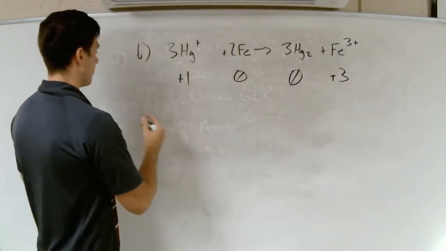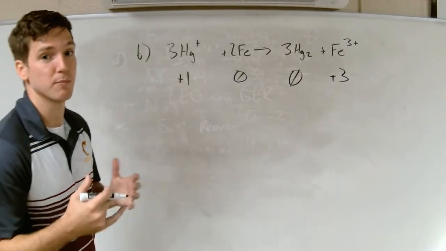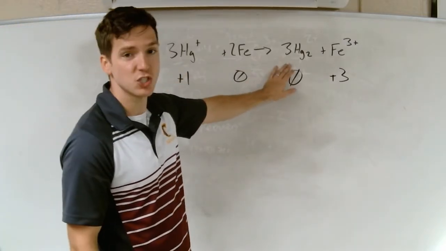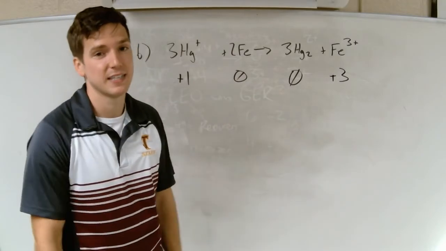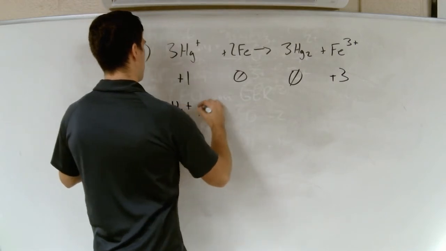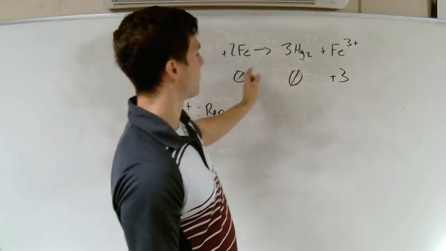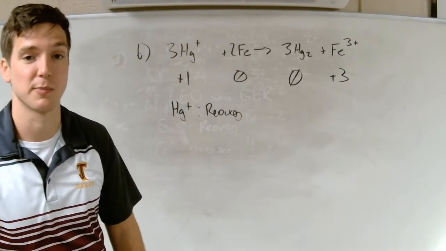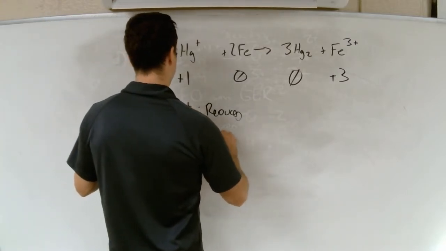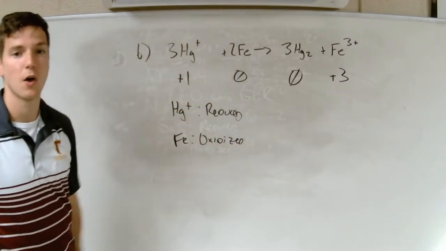So again, we're looking for which one's reduced, which one's oxidized. Again, reduced is easier in my book. Which one became more negative, which one gained electrons. Well, from Hg to Hg, it went from +1 to 0. It became more negative. It gained electrons, right? So I'm going to say that Hg+ was reduced. And then I look at iron, right? It went from 0 to +3. It lost electrons. It became more positive. So that means that Fe is oxidized. And again, you don't put Fe3+, you put Fe. It's the one on the left.